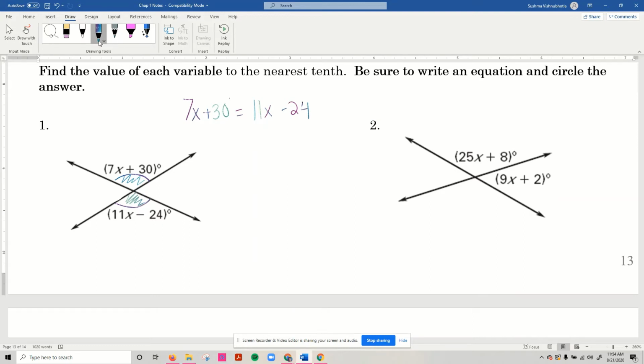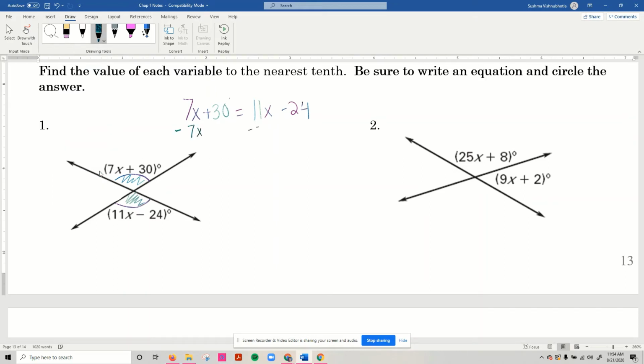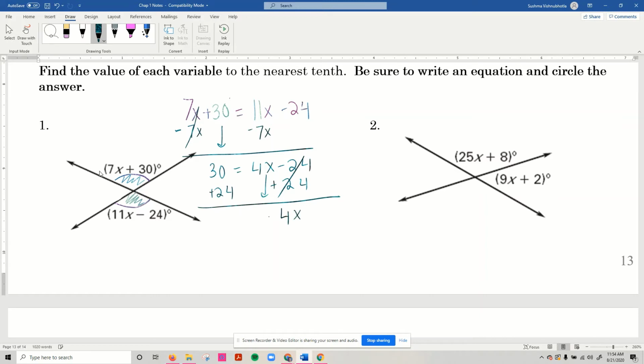So you can subtract 7x, bring down the 30, 4x minus 24, add 24 to both sides. 4x is equal to 54. Divide, and you get x is equal to 13.5.